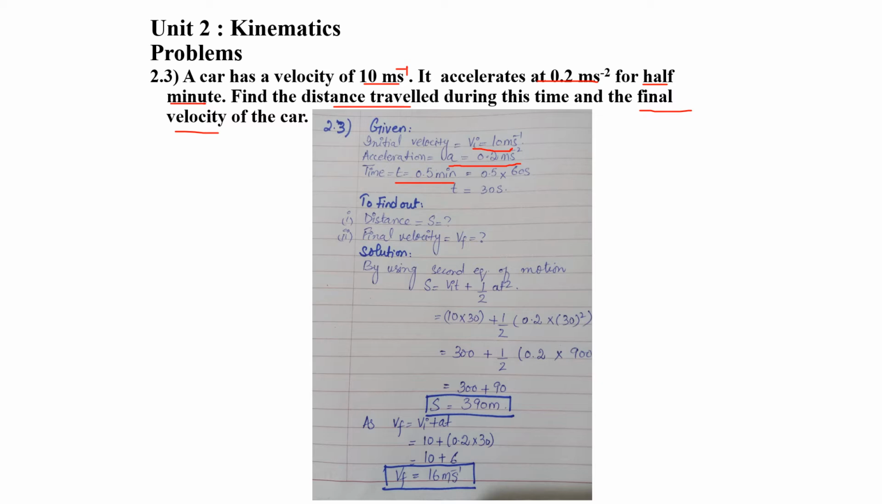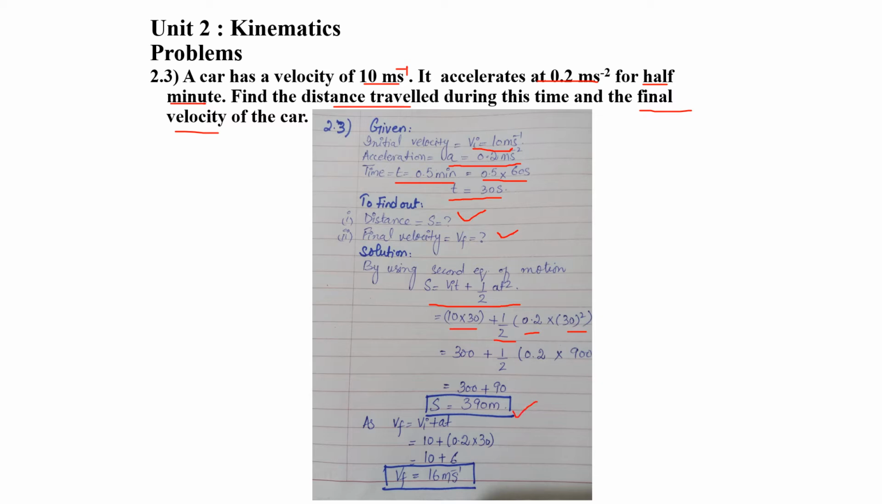First of all, we have to convert minute into seconds. So for that we have to multiply 0.5 with 60 seconds, and we get time is equal to 30 seconds. Then we have to find out distance and final velocity. First of all, we will find out distance by using the second equation of motion, that is S is equal to Vi t plus half a t square. Just put the values, 10 into 30, half 0.2, 30 square, and when you simplify it, you will get the answer S equal to 390 meters.